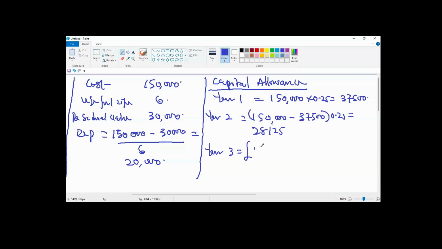on reducing balance again, 150,000 minus 37,500 minus 28,125 times 0.25. So we do that for year three. That's 150,000 minus 37,500 minus 28,125, times 0.25. It's giving me 21,093.7. Let's approximate. We have 21,094. This is it.